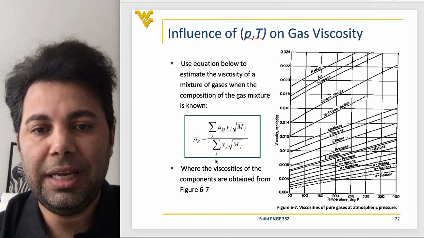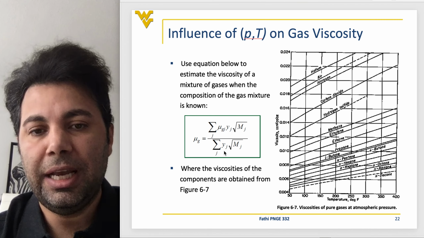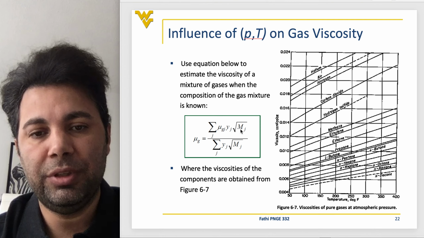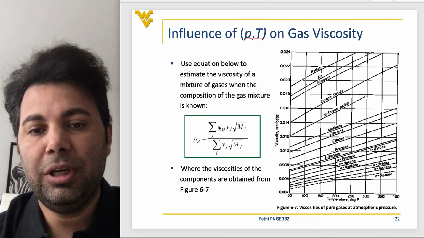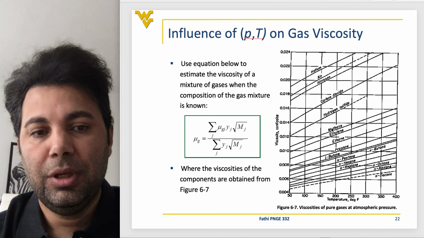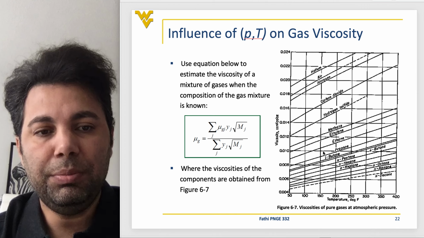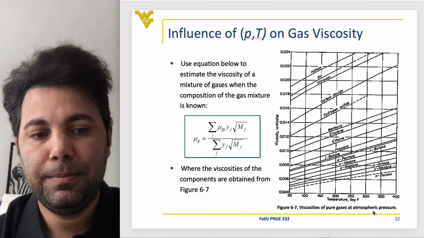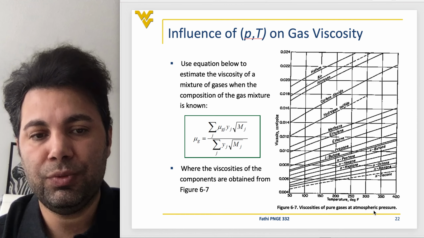Generally the composition of the gas is given, so we have the mole fraction of every component. We know the gas components, so their molecular weights we either know or can get from the end of the book. So the mole fractions are given, the molecular weight is easy to find, and the only unknown is the gas viscosity. Figure 6.7 gives us the gas viscosity of all the pure components at atmospheric pressure.